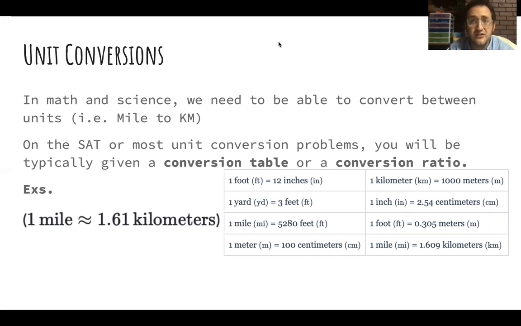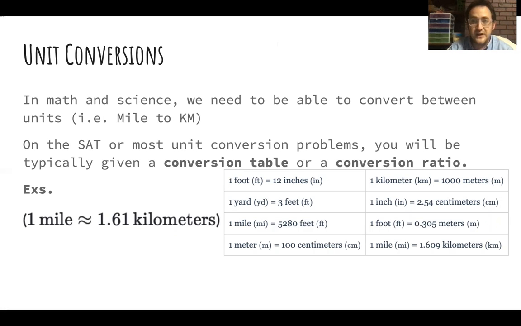Hello, SAT scholars. This is skill 3, which is unit conversions. This is a useful skill in not only math class, but also science class. And you'll see some unit conversion problems on the SAT. And if you want to major in any type of science, I would say unit conversions are important.